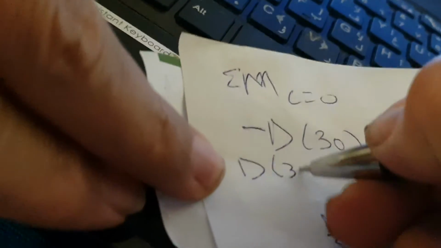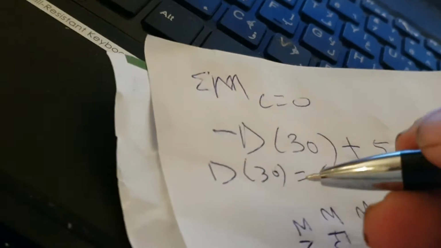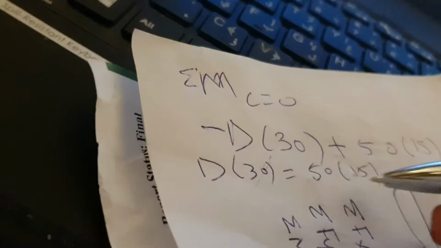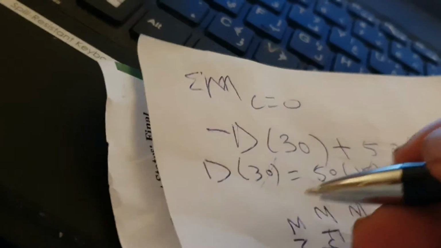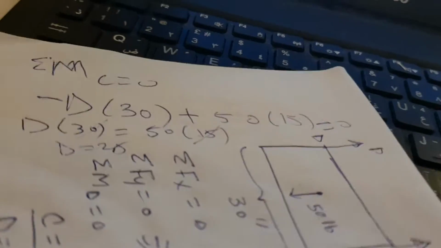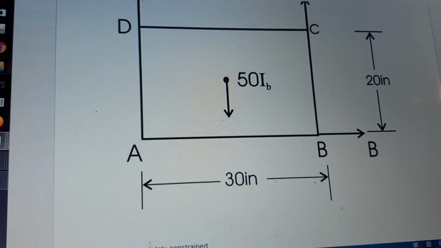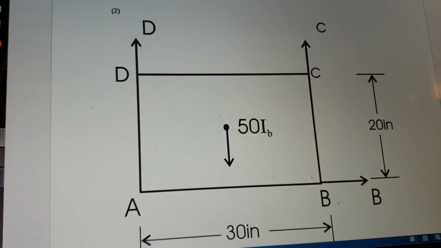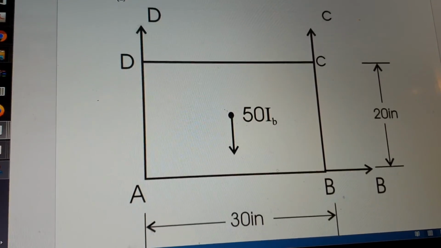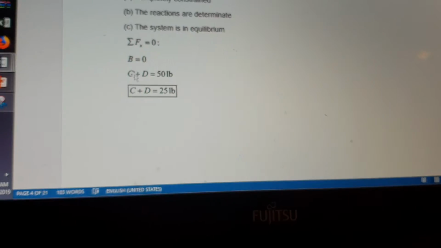So D times 30 equals 15 times 50 times 15, over 30, 15, that's over 2, so D is equal to 25. So if D equals 25, C is equal to 25. That's from summation of moment equal to 0. So in this one, C is equal to 25, D is equal to 25, and B is equal to 0, because there's nothing in the x-axis.